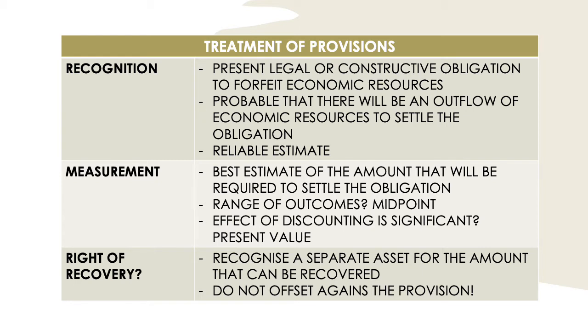It also needs to be probable that there will be an outflow of economic resources to settle the obligation. So as an entity, we will lose something in order to get rid of the obligation. And we need to have a reliable estimate of what this outflow of economic resources will be.